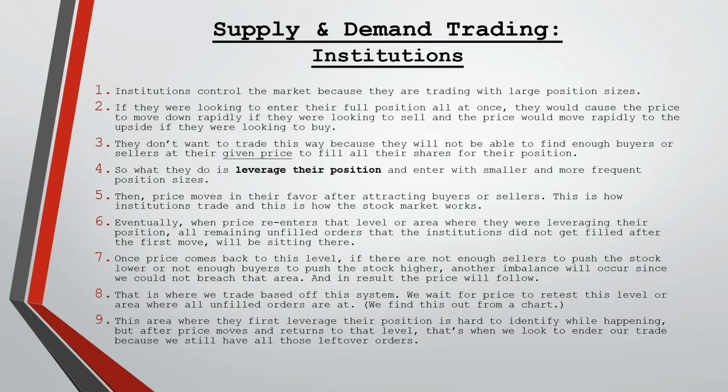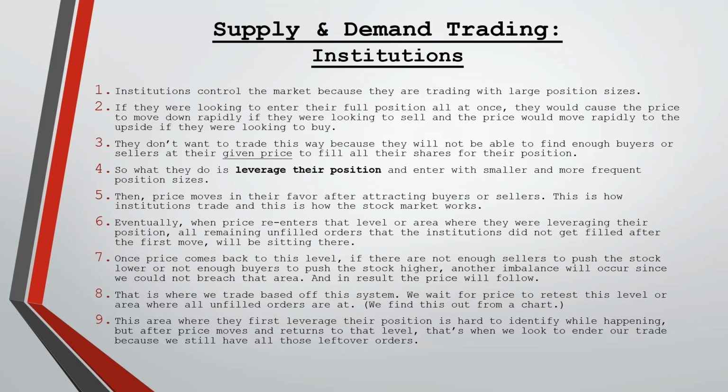So step two, if they were looking to enter a position all at once, they would cause the price to move down rapidly if they were looking to sell, and the price would move rapidly to the upside if they were looking to buy. You have a 2 million buy order on an average of 4 million shares traded per day. You bet the supply demand equation is going to become imbalanced very fast, and price is going to move too far away from where they're looking to enter right away, right? So they don't want to do this because they're not going to be able to find enough buyers or sellers at the given price they're looking to enter, the specific price, to fill all their shares.